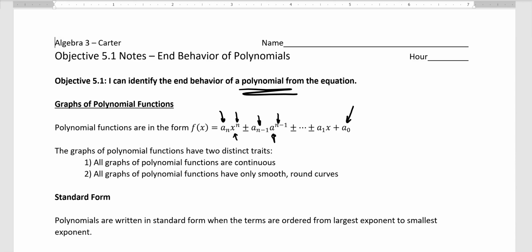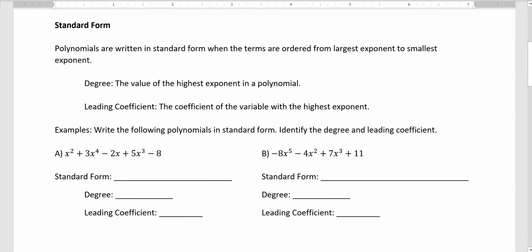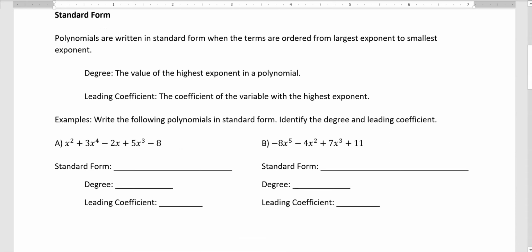So the first thing that we're going to talk about when we're introducing the graphs here is standard form. Standard form of polynomials is when the terms are ordered from largest exponent to smallest exponent. Now the degree of the polynomial is the value of the highest exponent in a polynomial, and leading coefficient, that's a term we should be familiar with. That's the coefficient for the variable with the highest exponent, with the highest degree.